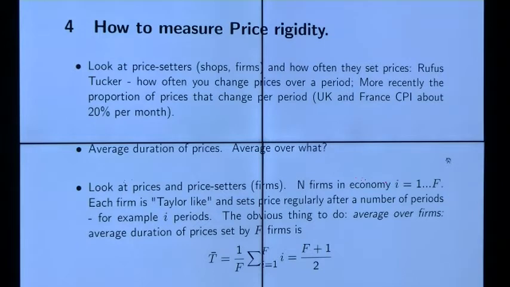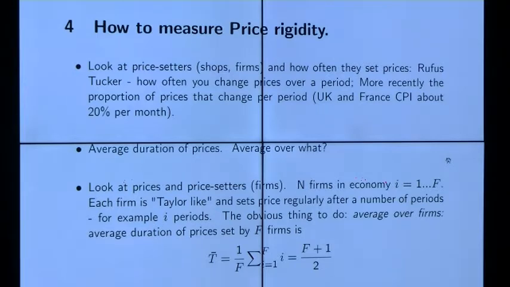So this is something I've been looking at quite a lot in the last decade or so. And so what we can do is we can look at how price setters, who sets prices? It's shops and firms. And we can look at how often they set prices. So we can go back, like Gardner Means and Rufus Tucker back in America in the 1930s, and we can ask the same sort of question. And I'll be showing you in some detail how you can answer this question looking at the UK and French Consumer Price Index price micro data. I'll explain that later. And we can look at the average duration of prices.